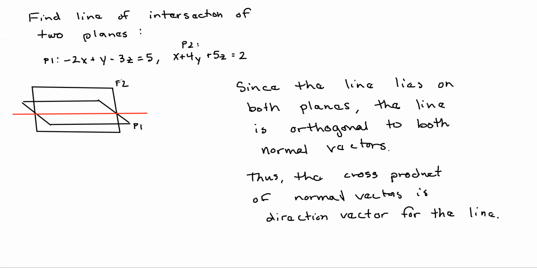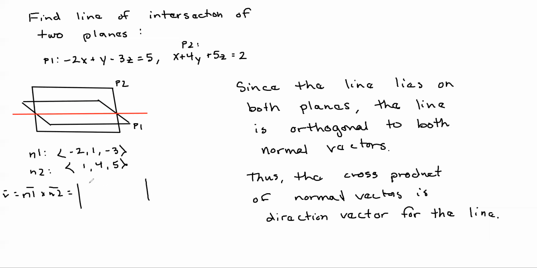All right, so the normal vector for plane 1, let's write it down here below, is -2, 1, -3. The normal vector for plane 2 is 1, 4, 5. And then we can calculate n1 cross n2. That's going to be our direction vector, so that's going to be v.